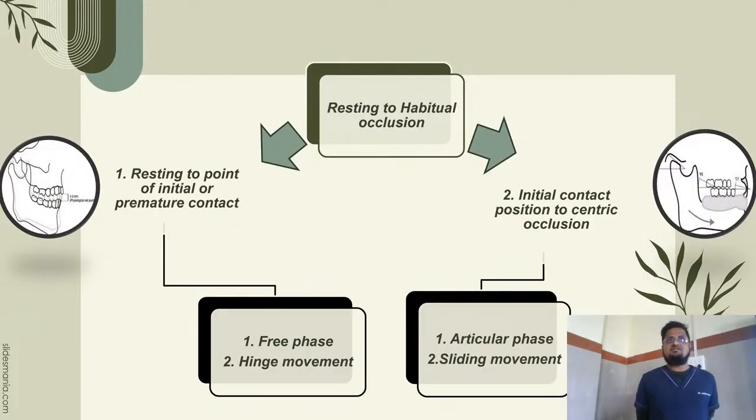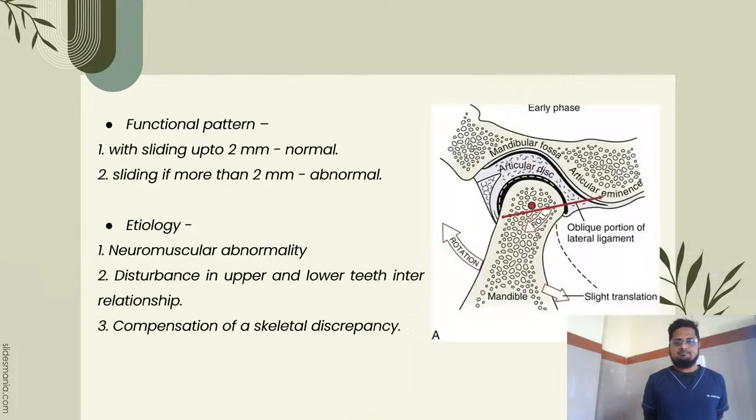When the patient moves the mandible from rest to habitual occlusion, there are two parts: from the resting point to the initial contact of the teeth, which is the free phase and the hinge movement of the condyle, and second, from initial contact of the teeth to the centric occlusion, which is the articular phase, also called the sliding movement of the condyle. In the functional pattern of the mandible, sliding up to 2 mm is normal, and sliding of more than 2 mm is considered abnormal.